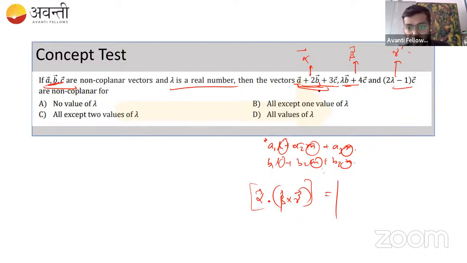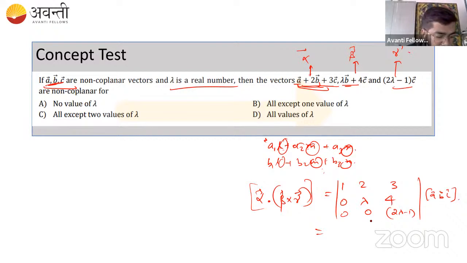So this will come out to be, see, coefficient of a bar is 1, 2, b bar is 2, c bar is 3. Here it is 0, lambda, and 4. Here it is 0, 0, 2 lambda minus 1, right? And here it will be a bar, b bar, c bar in the box product. So what this comes out to be is lambda times 2 lambda minus 1, other values will be 0. This will be a bar, b bar, c bar, right?